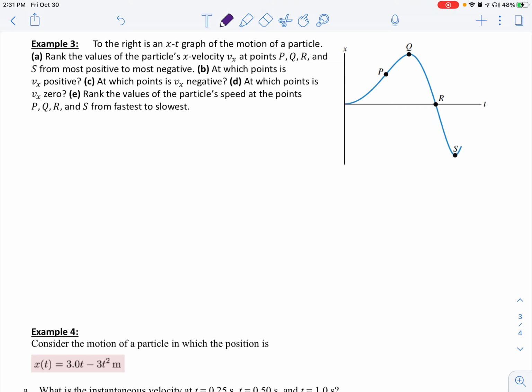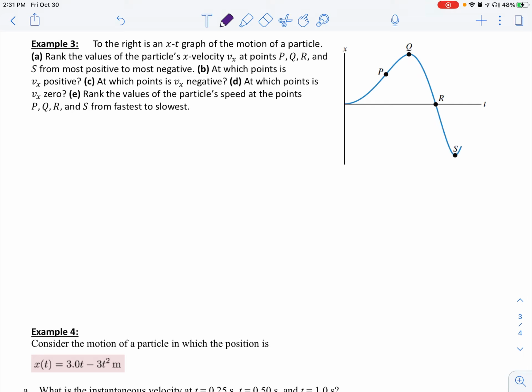Example 3. To the right is an xt graph of the motion of a particle. Rank the values of the particle's x velocity, like the position velocity, vx, at points P, Q, R, and S from most positive to most negative. So what you need to do is draw the slope of that blue curve at P, the slope of the blue curve at Q, the tangent line is a better word to use, slope at R and slope at S. So what I need you to do, guys, is look at P.